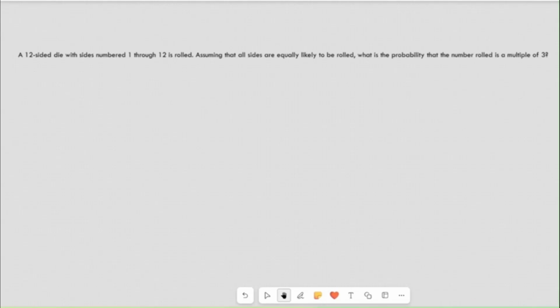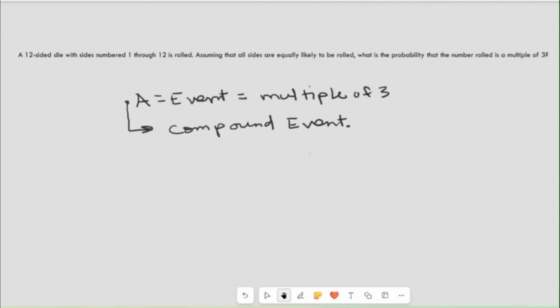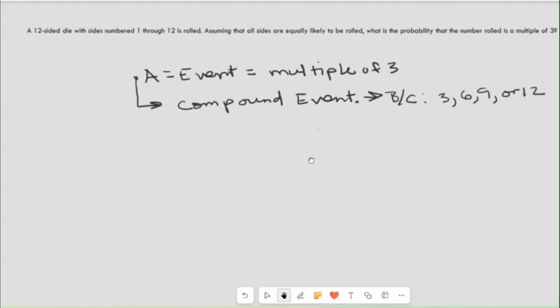Just like in our first example, we'll start by defining our event. Here, we have defined our event as rolling a multiple of 3, which is a compound event. The reason being is that it can occur in multiple possible ways. For example, we can roll a 3, a 6, a 9, or a 12.